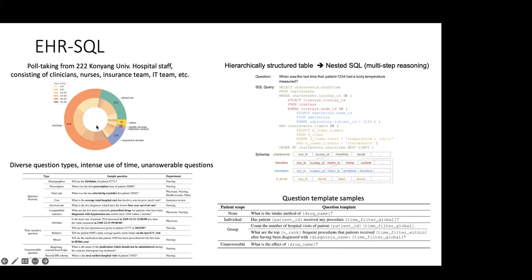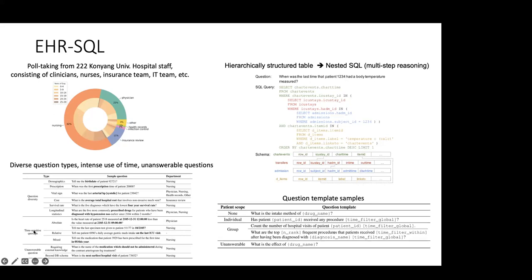And then my students put in a lot of painstaking hours to go through all of them, categorize them, templatize them and refine them. So we had a lot of question diversity, and we realized a lot of questions were time sensitive. They had a lot of time filters, like last year or yesterday, within an hour, last visit, this admission. Those kinds of expressions were prominent everywhere. So we also tried to incorporate the time-sensitive questions, and also unanswerable questions.